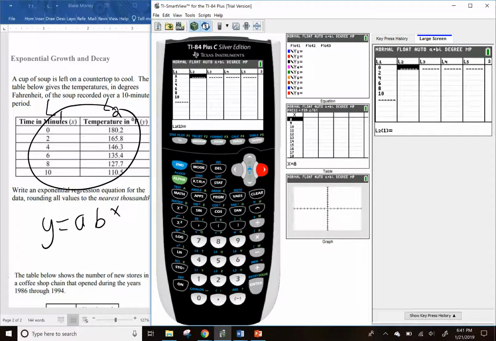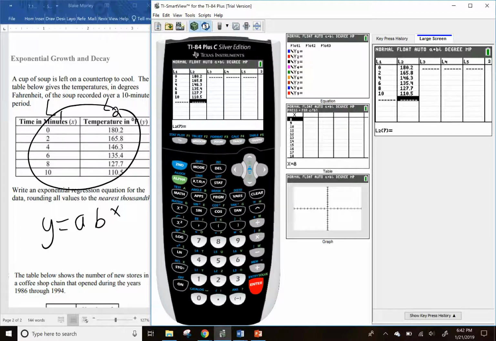And for list 2, we're going to have 180.2, 165.8, 146.3, 135.4, 127.7, and 110.5. So we got it all in there.